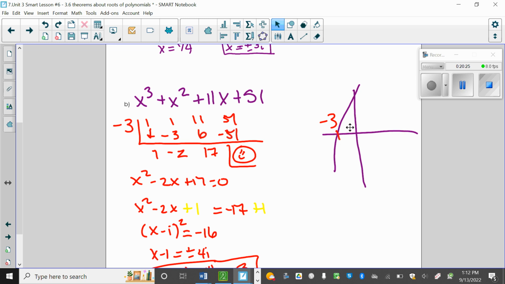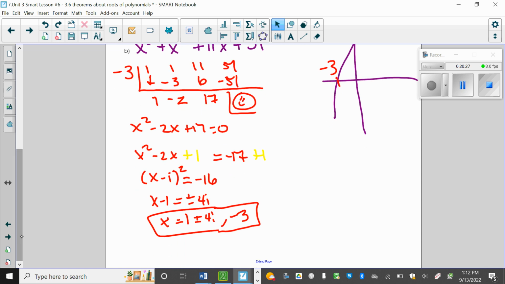Since b is even, I decided to solve this one using completing the square. So I moved 17 over to the other side, added 1, so the left side factored to be x minus 1, squared, equals -16. So square root of both sides, square root of -16 is plus or minus 4i. Add the 1 over, so we get 1 plus or minus 4i. And then don't forget the original root that we found using the calculator, -3.